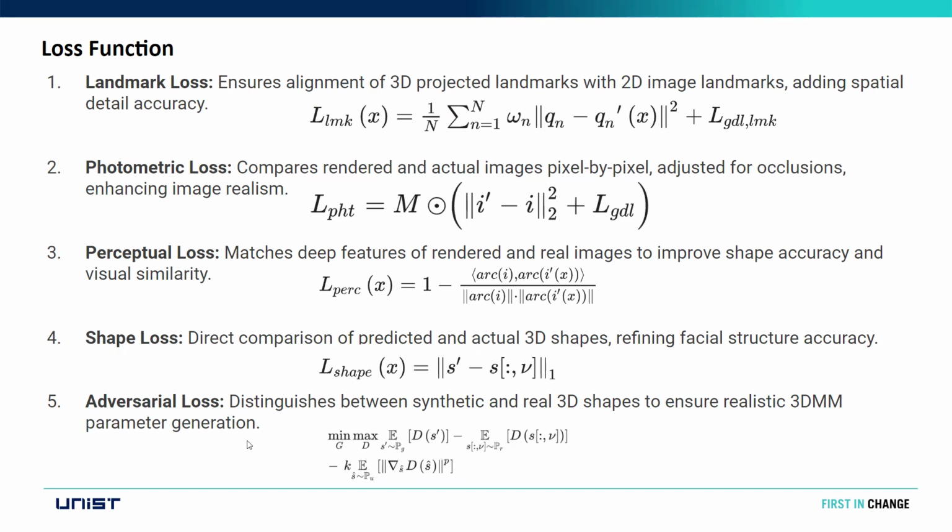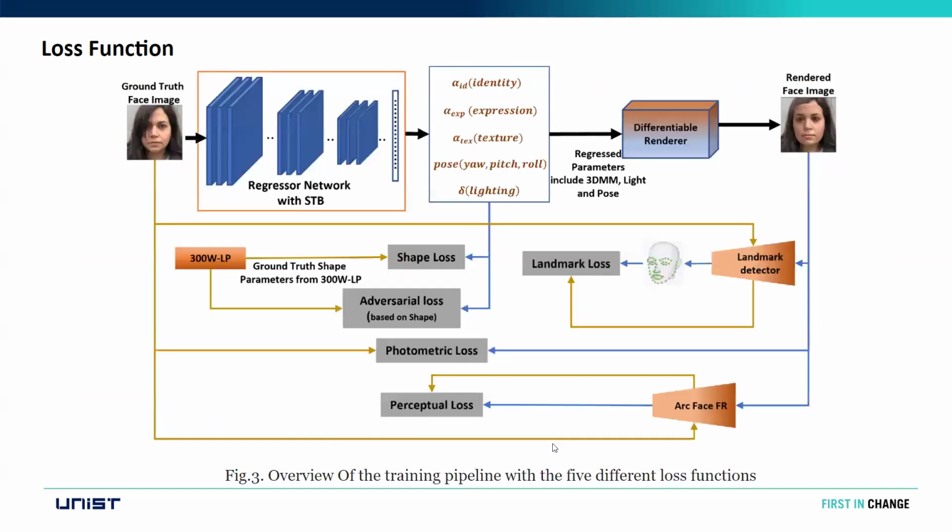Finally, they use adversarial loss. For adversarial loss, they use min-max optimization. So DS prime is the adversarial loss for S prime, which is the reconstructed image, and DS is the adversarial loss of the input image. So basically, this is the loss function.